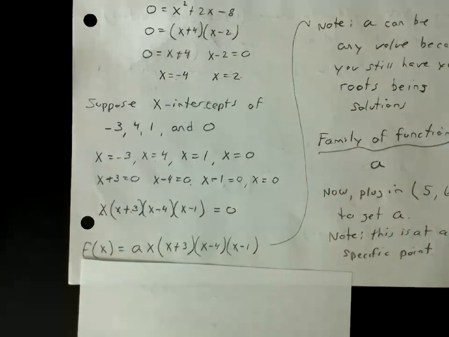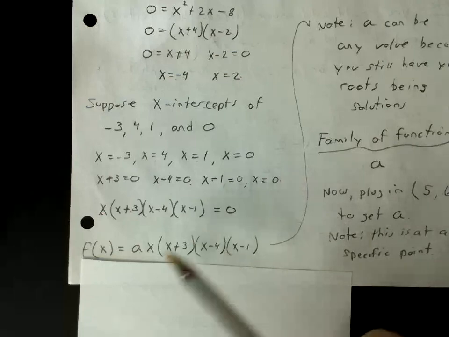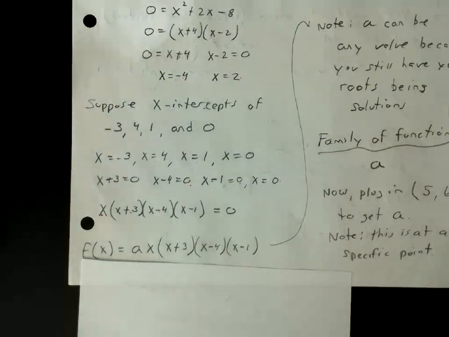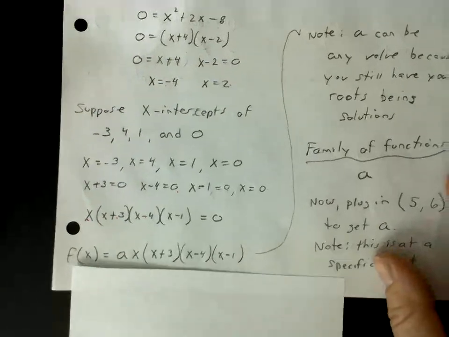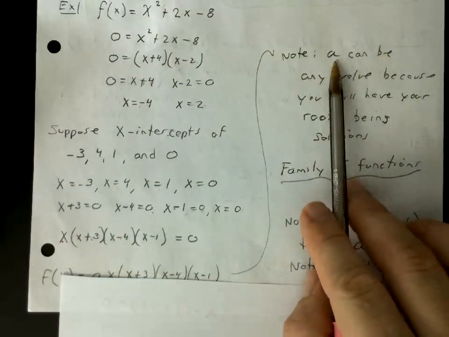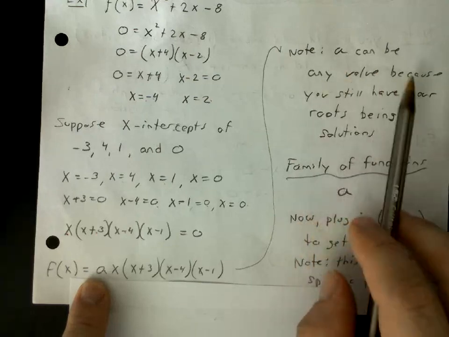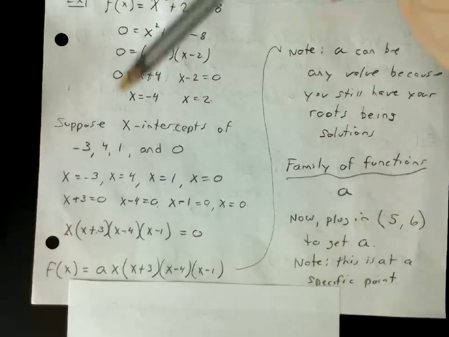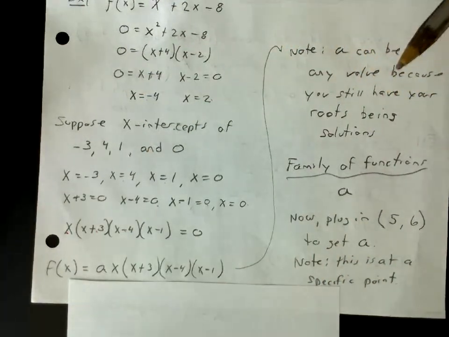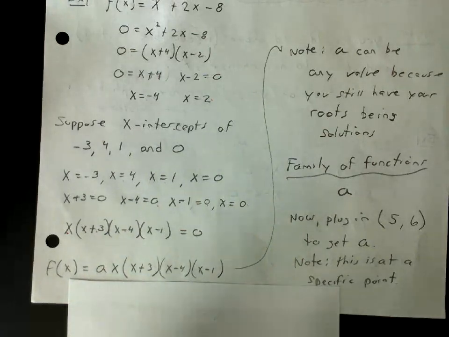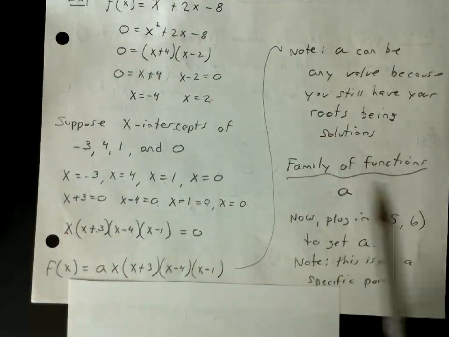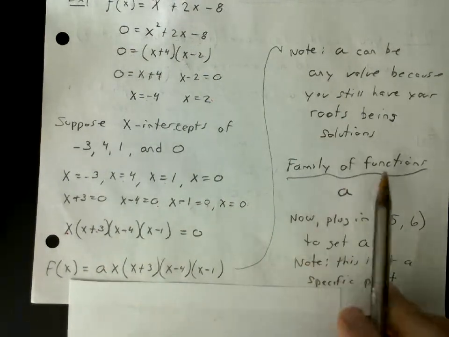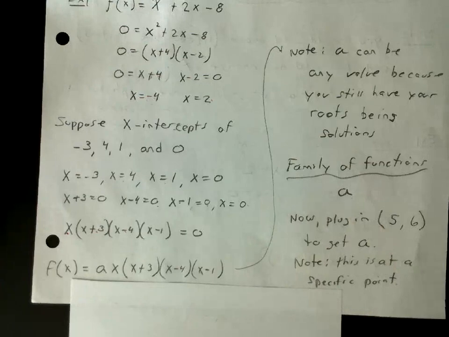Now, the a value is the tippy point of this. What does it tell you? Well, it tells you that we have the solutions, but does a extend it? Does it compress it? That's why I made this little note right here. The a, which is in front, can be any value because you can still have your roots. Remember, your roots are the solutions to your function. The a value is just a way to compress it or extend it. And remember, a family of functions is what a is doing.